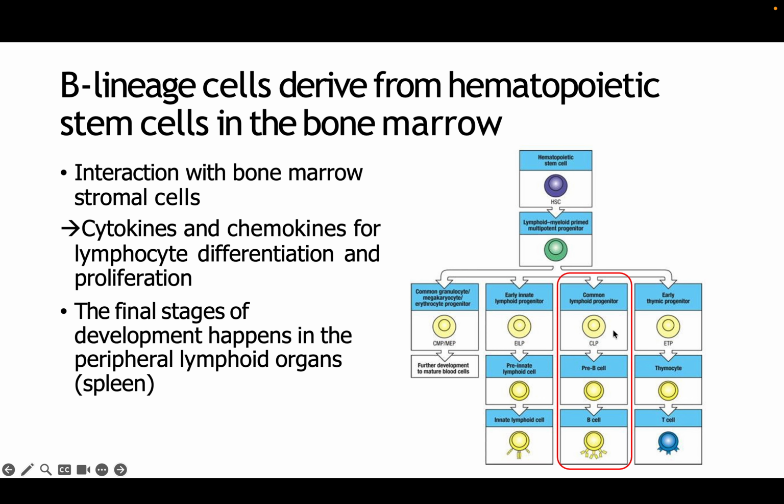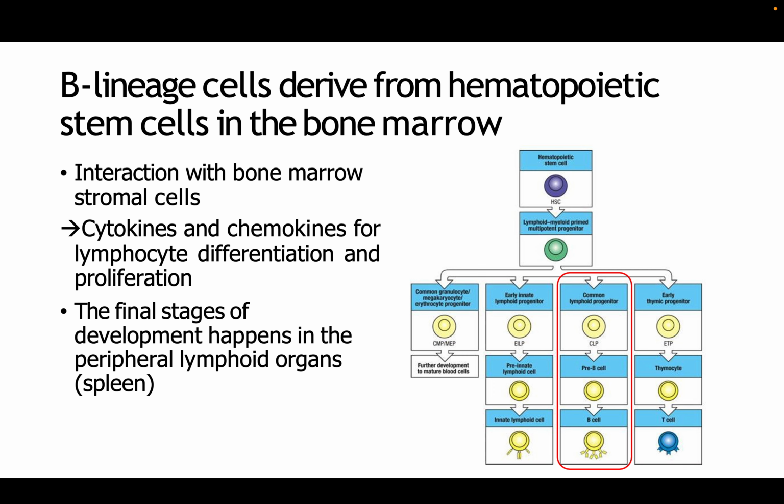If you put this CLP in your thymus, the thymus has certain cytokines, or let's say molecules, that push the CLP to become a T cell. But if you put this CLP in your bone marrow, the bone marrow has the perfect cytokines and chemokines to differentiate it into a B cell. So it depends where the CLP is. This is something you have to remember. If the CLP is in your bone marrow, it starts the primary stage of development, where your B cells start to develop into immature B cells.